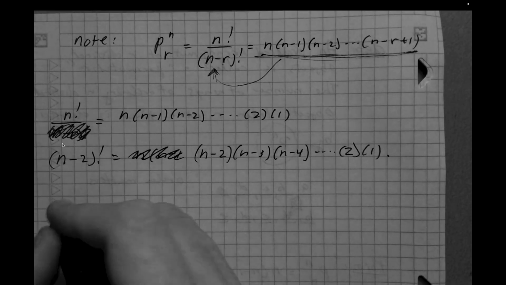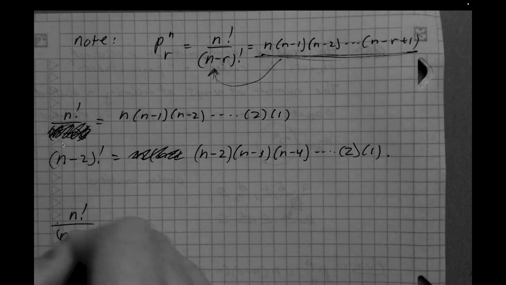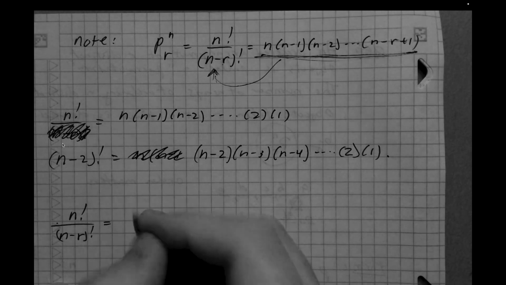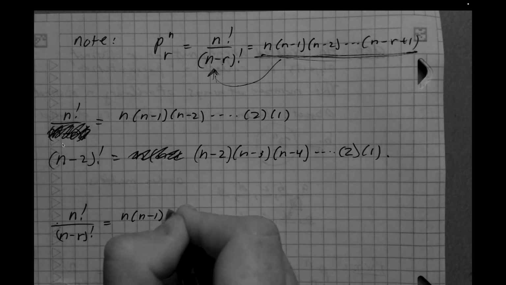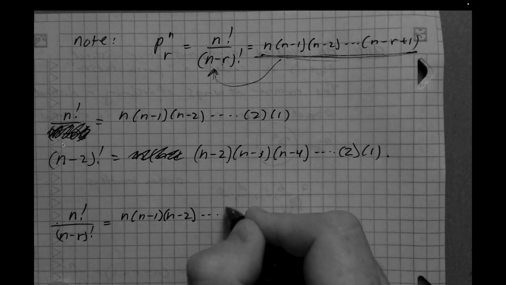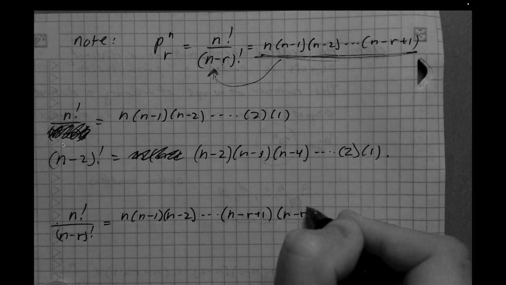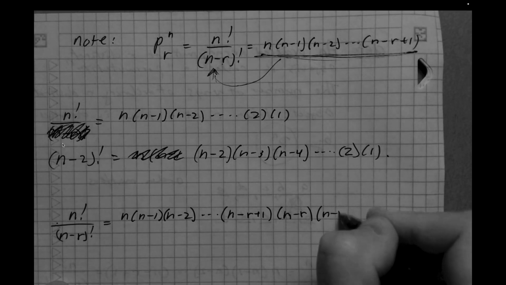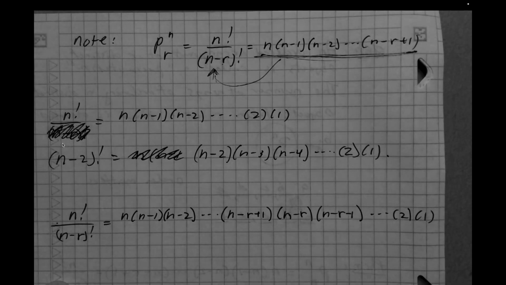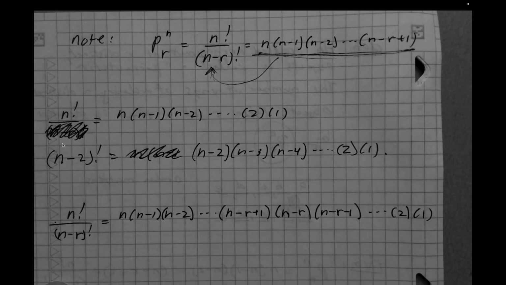So then what is n factorial over n minus r factorial? Let's lay these out. The top one would be n times n minus 1 times n minus 2, dot, dot, dot. I'm going to put some middle terms in here. You're also going to have n minus r plus 1, n minus r, n minus r minus 1, dot, dot, dot, and you're going to go down to 2, and then finally 1. So that's the numerator: n and then everything between n and 1, all in the product.